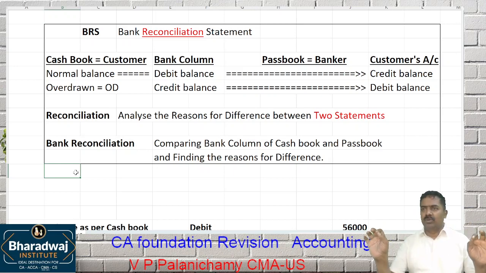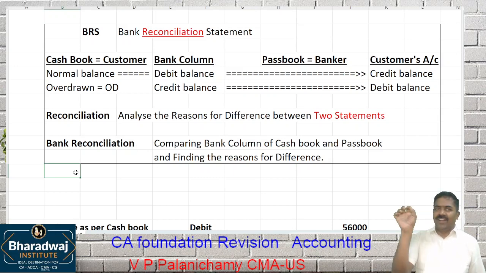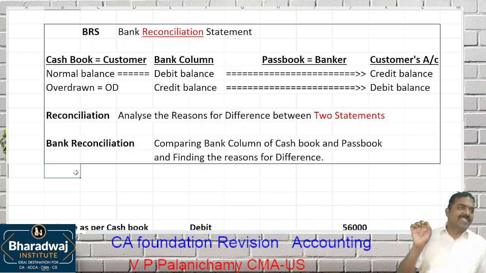This one line rule you remember, and you will be able to solve any problem. No need to mug up, no need of any notes. Just remember this logic. Let it be balance as per cash book, OD as per cash book, or passbook, you will be able to solve anything. That's what we are going to do. Simple. One line sentence: adjust according to the other party.